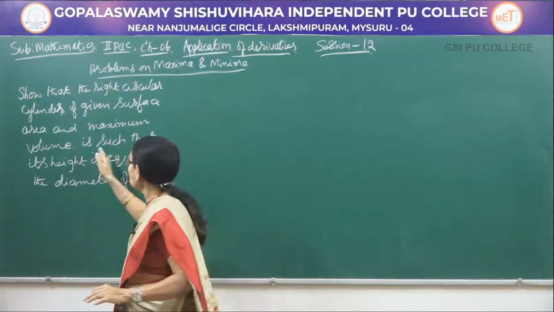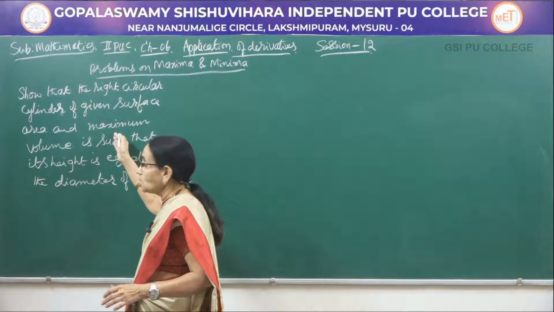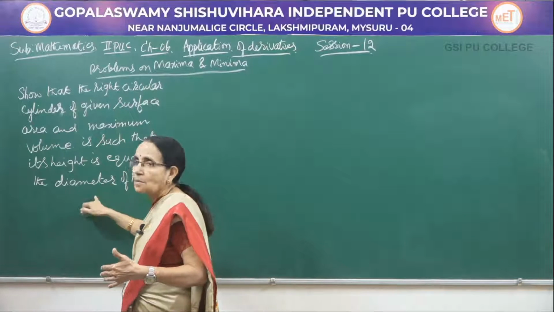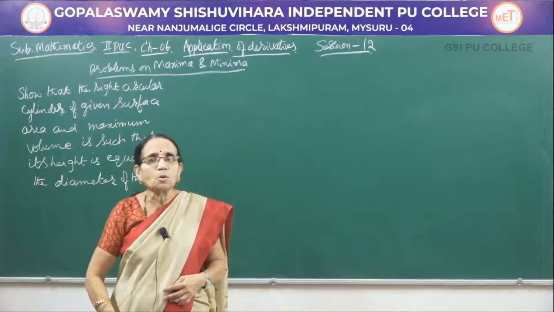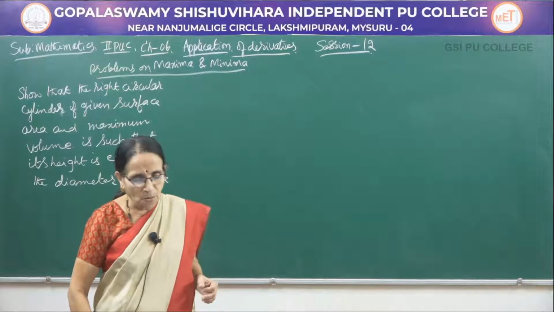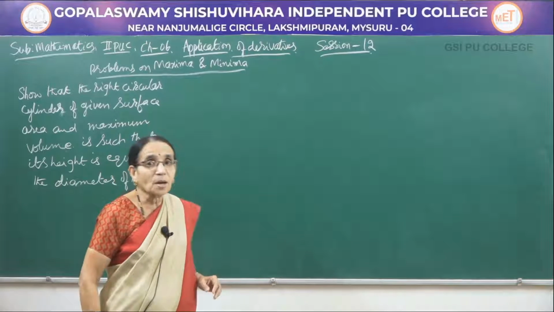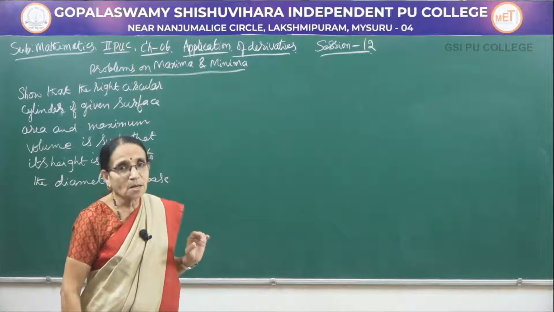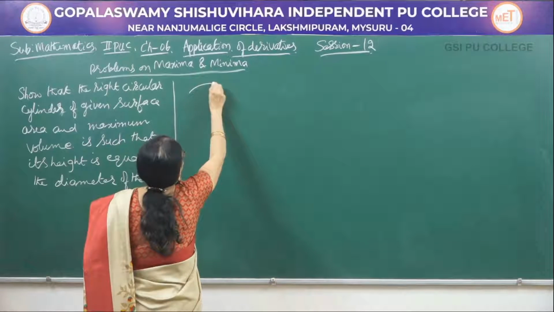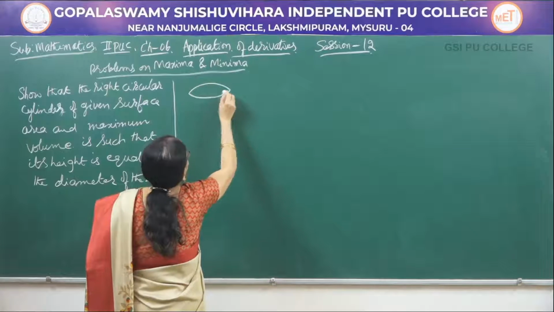When you see that the volume is maximum, this will happen. You have to show that h is equal to 2r, if you take h and r to be the height and the radius respectively. Now the surface area. Surface area means we are considering here a cylinder, isn't it? So a cylinder would be like this.